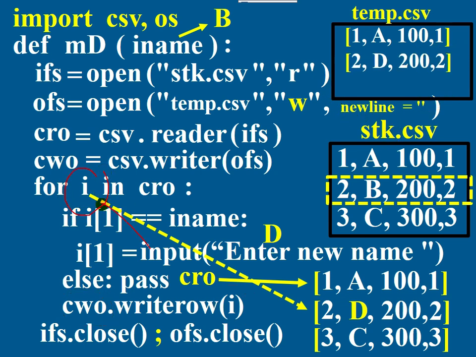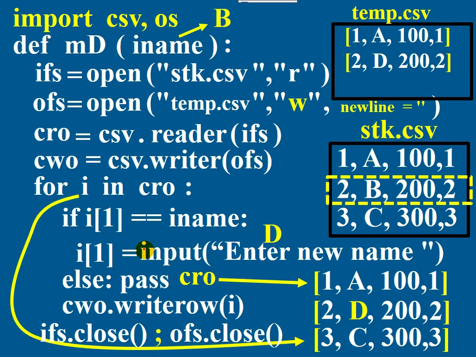Finally, I will point to the last row, the last list. So this time what is I of 1? C. What does I name contain? Example B. So C equal to B, wrong. Control will come to else part, pass empty statement. So no need to modify this list. That list is written to the temporary CSV file.